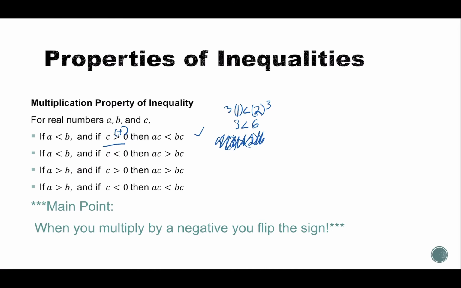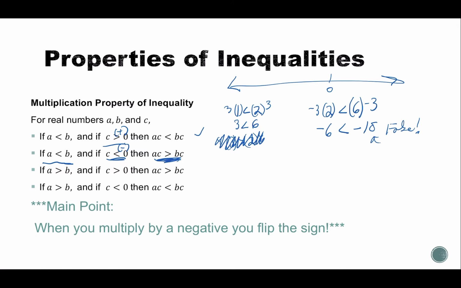I got excited. Next, if I have A is less than B, so I have 2 is less than 6, and I multiply by a negative number, so when C is less than 0, then my sign flips, and let me show you why. If I multiply both sides by -3, because that's less than 0, I would get -6 is less than -18. Is this true? This is false, right? -6 is not less than -18. If we're looking at a number line, -18 would be way further off.